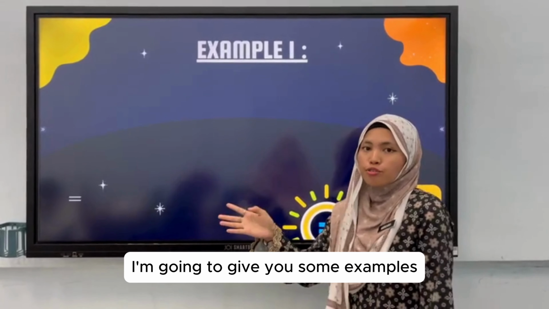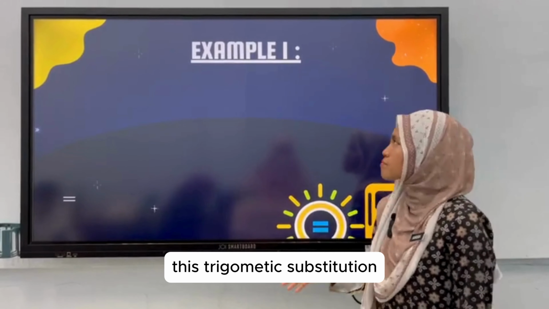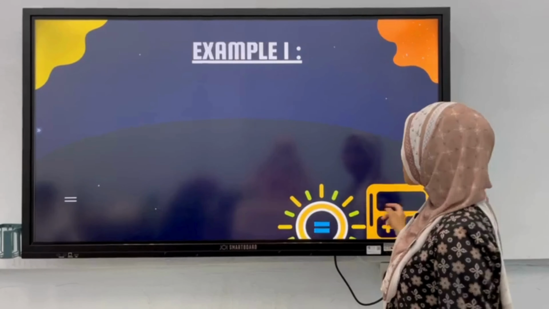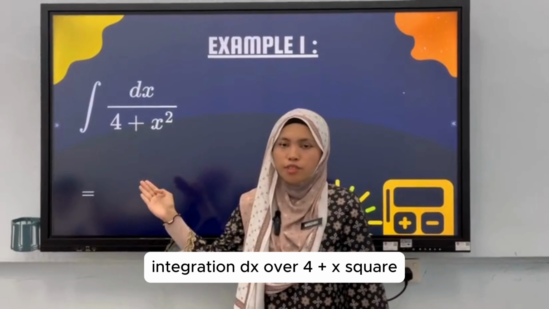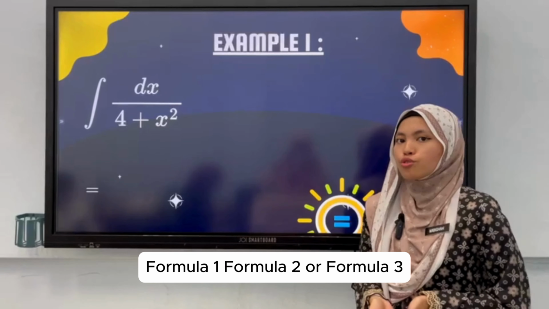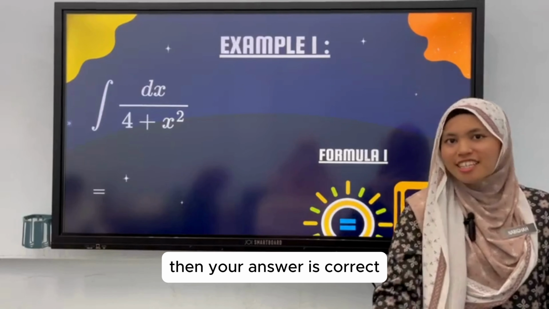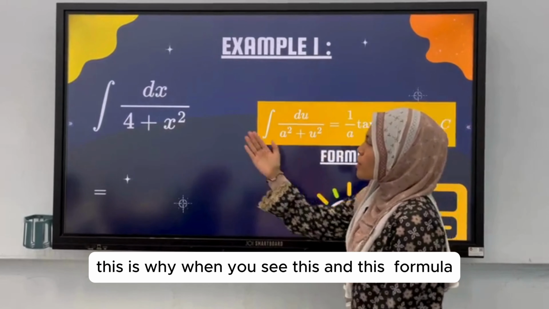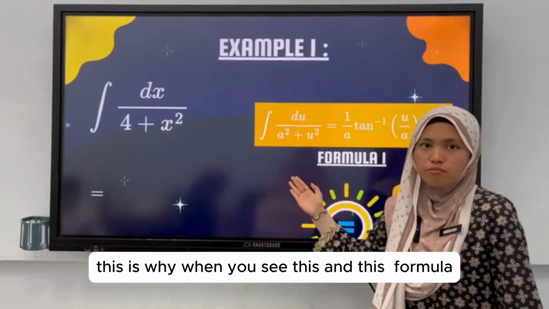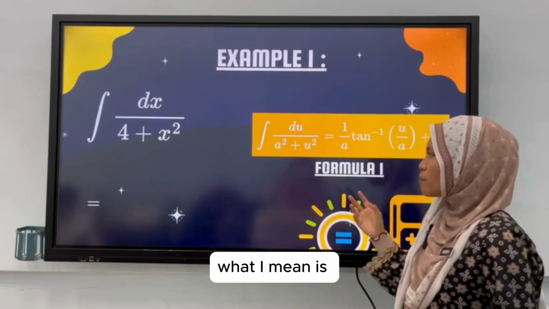Alright, moving on. I am going to give you some examples so that you can make sure that you master this trigonometric substitution. So this is the first example. This is the question, integration dx over 4 plus x squared. When you see this question, which formula do you think we have to use? Formula 1, Formula 2, or Formula 3? If your answer is Formula 1, then your answer is correct. This is why, when you see this and the formula, they are not in the same shape, but you can make it the same. What I mean is, here you can see 4, but this one is x squared.